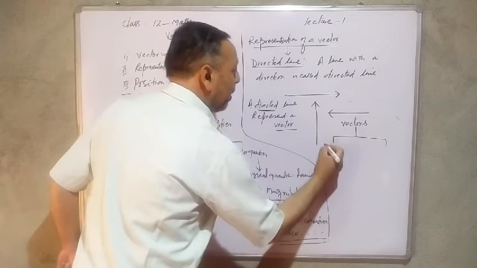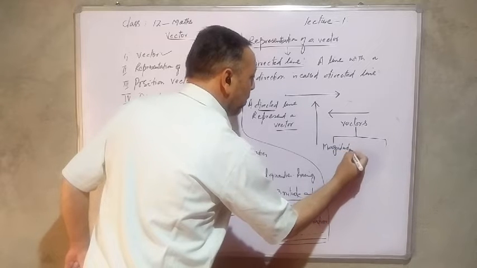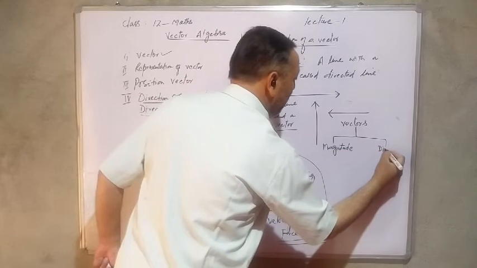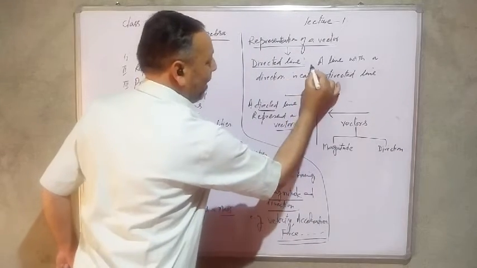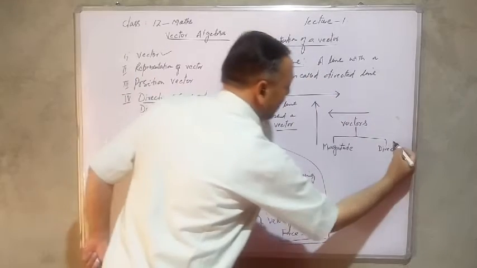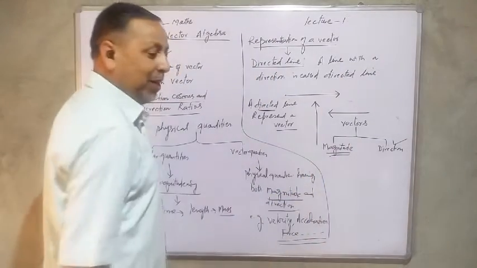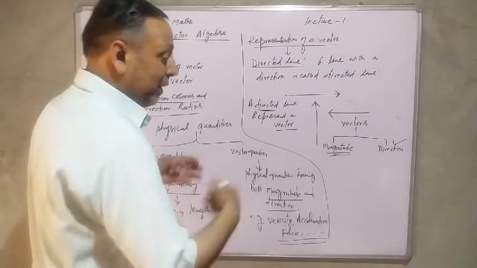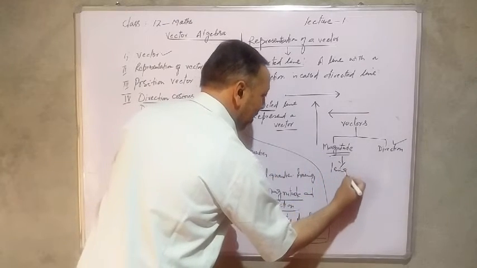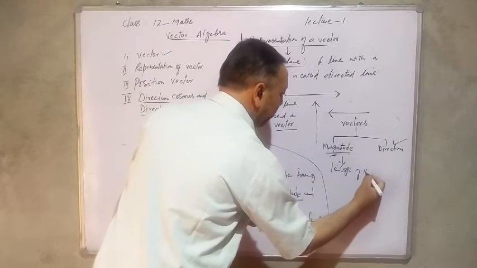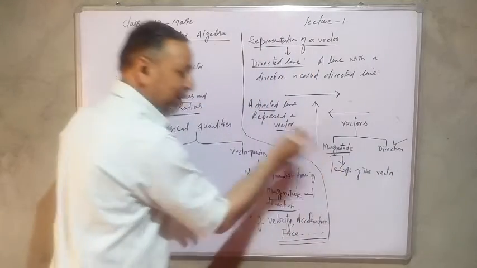We study its magnitude and direction. When we say the directed line, it's a line with direction. That means it shows us the direction. Then what is the magnitude? Magnitude is the length of the vector.